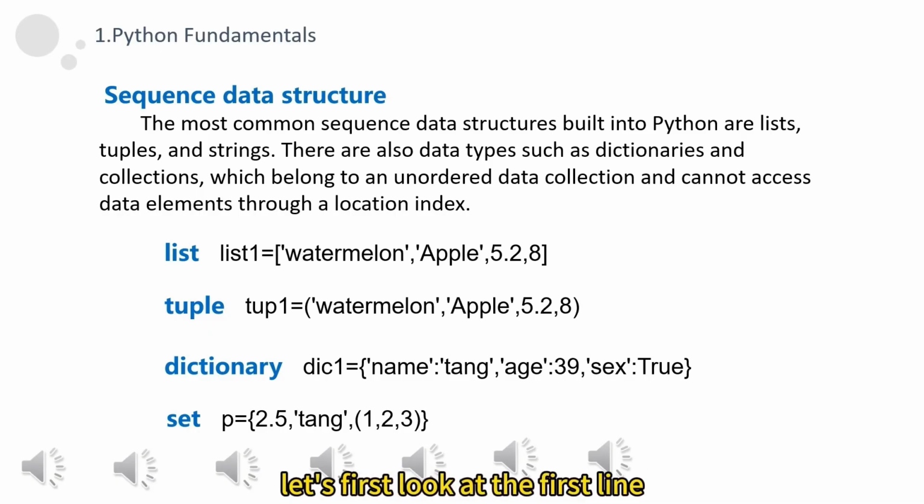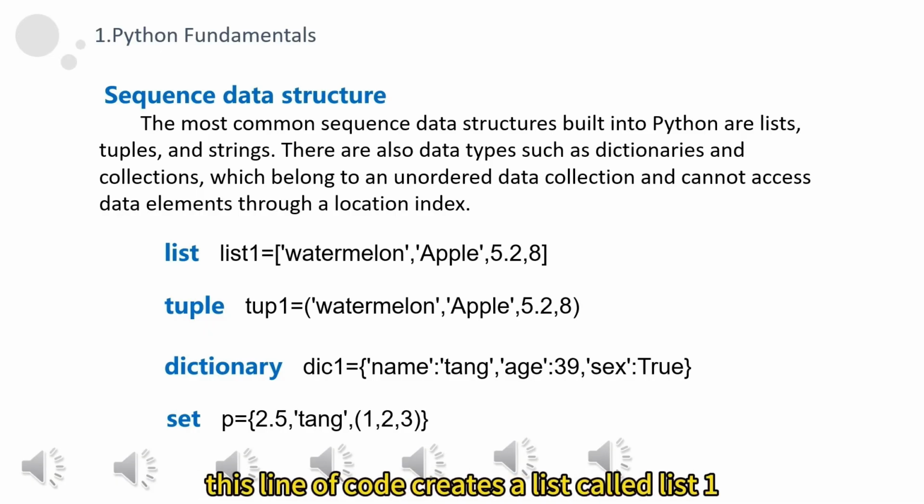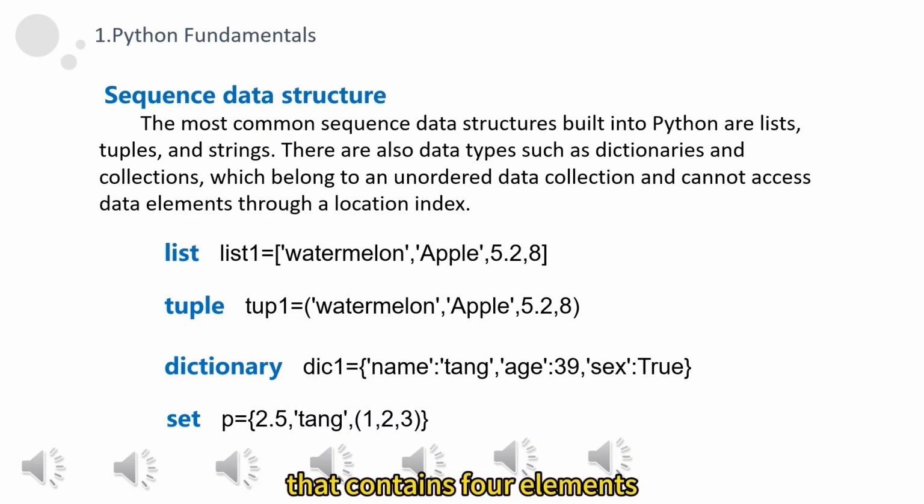Let's first look at the first line. This line of code creates a list called list1 that contains 4 elements: the string watermelon, the string apple, the float 5.2, and the integer 8. Lists are mutable, meaning their elements can be modified after creation.